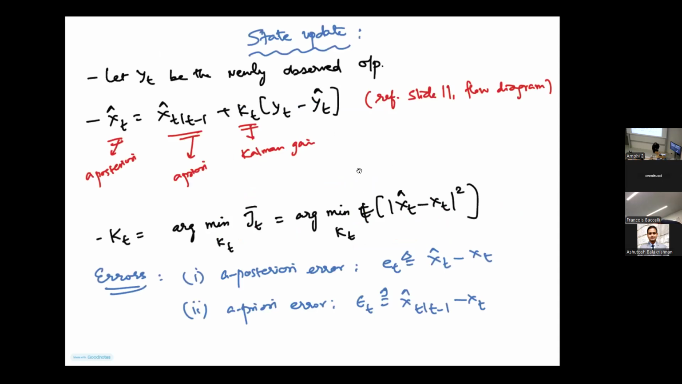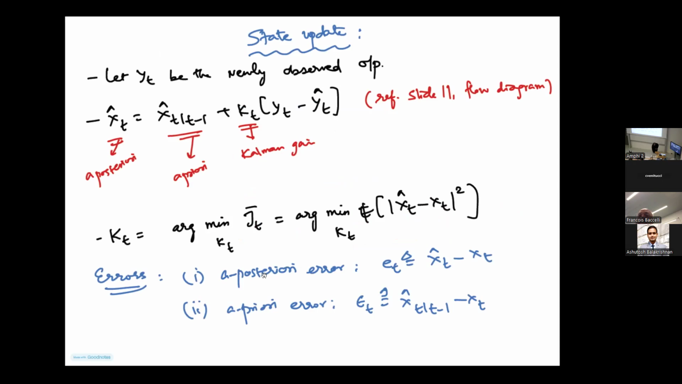So how do we do the state update? Let yt be the newly observed output. Now we have this relation: the a posteriori is the a priori plus this correction, which is dependent on the yt minus yt hat. And so let's have two errors. We define two types of errors.